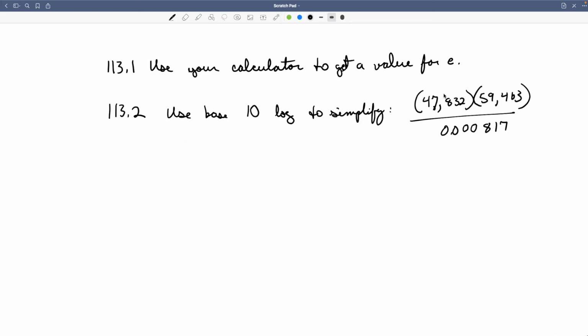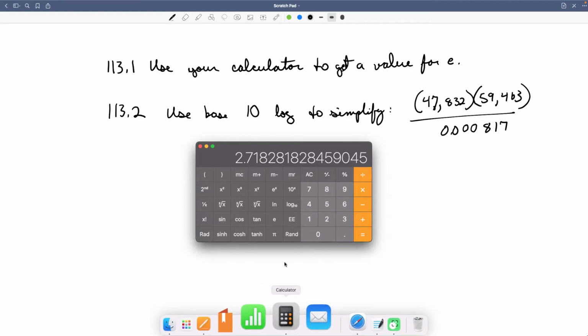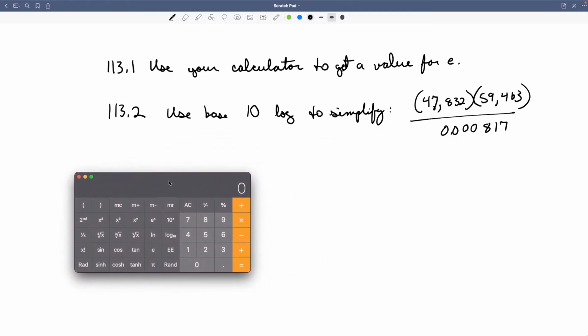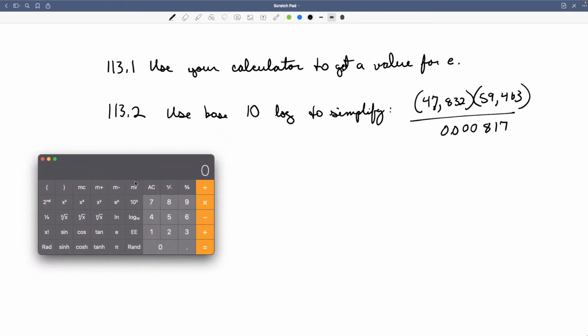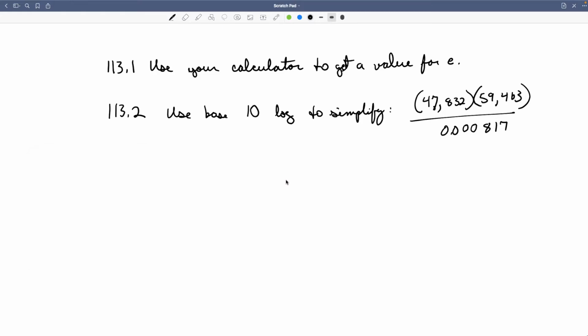So first, we are going to use the log key to find the proper exponent to write each number as a power of 10. So here's our calculator. Let me clear this off. So first, we are going to type in the number 47832 to the log 10. And we're going to round this to 2 decimal places. We'll say 4.68 just to make it easier.